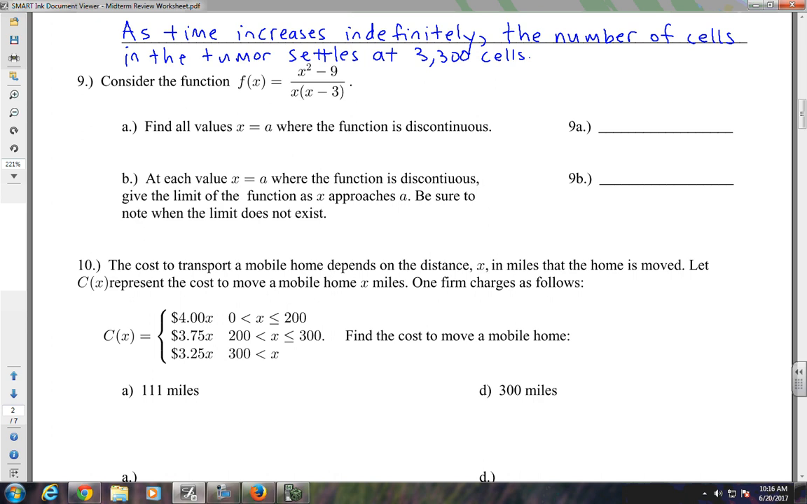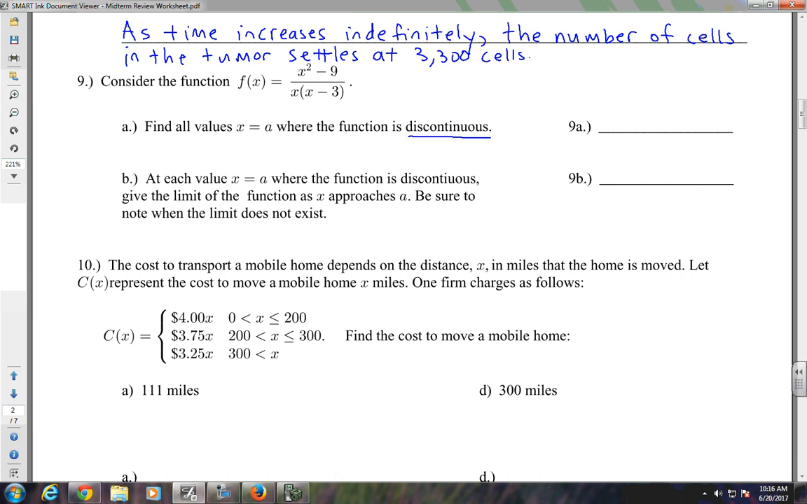Problem number 9 says, consider the function f of x equals x squared minus 9 over x times x minus 3. Find all values x equals a where the function is discontinuous. So we're going to be looking at this function. Notice it's a rational function, or a function that looks like a fraction. We're going to be examining what values of x create a 0 in the denominator.